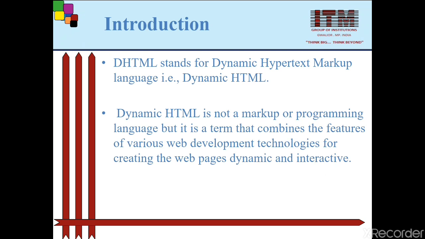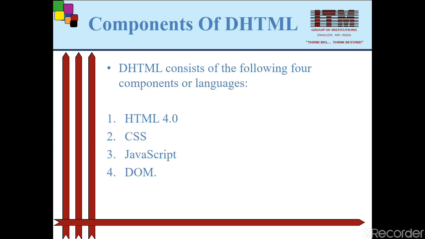DHTML stands for dynamic hypertext markup language, that is dynamic HTML, because HTML is static and DHTML is dynamic. So dynamic HTML is not a markup or programming language, but it combines different web development technologies for creating web pages dynamic and interactive.